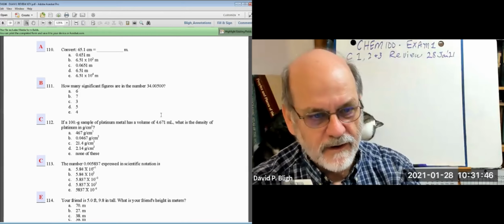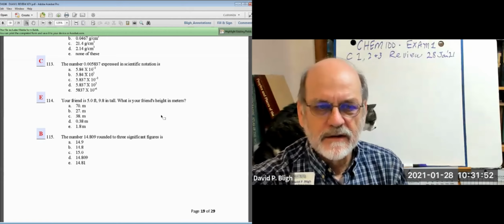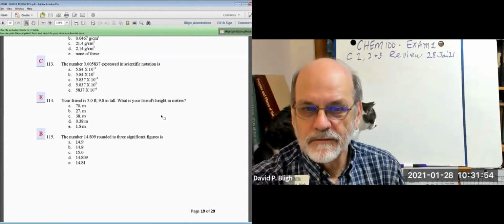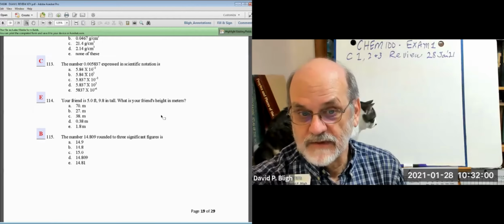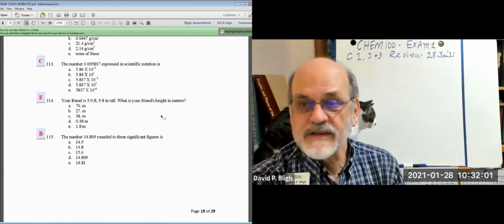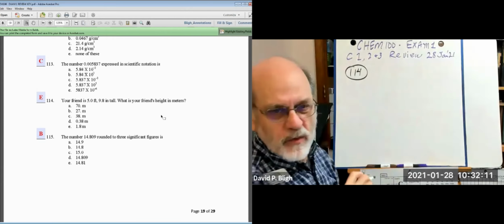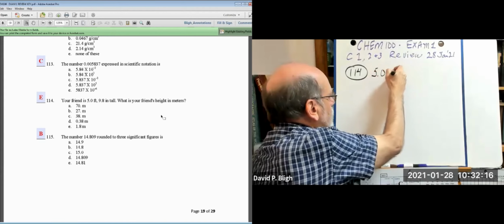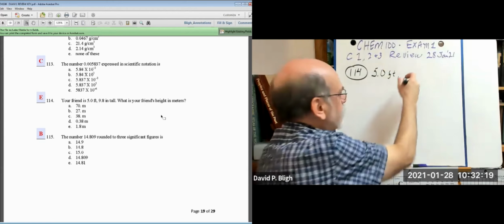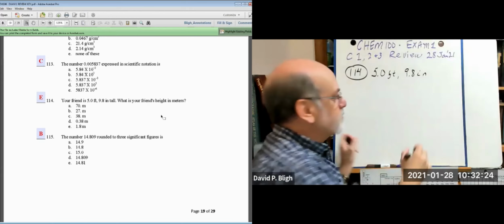114 next. Here it comes. So your friend is 5 feet, 9.8 inches tall. How tall is your friend in meters? Right. This is a multi-step problem. So we need to break it down. What are we given first? Let's do that. 5 feet and 9.8 inches. And we want to end up with meters.